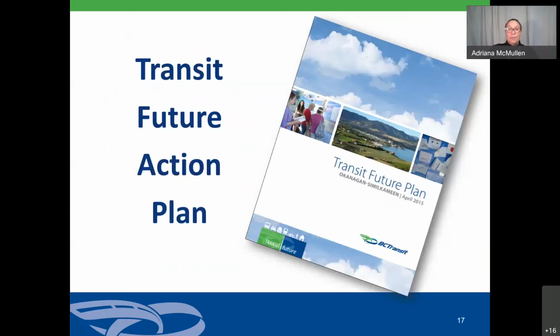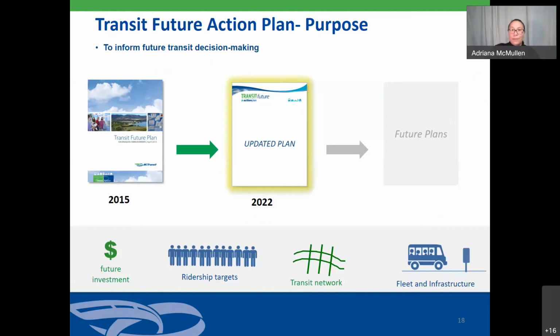And then moving on to the last part of the presentation, which is the Transit Future Action Plan. The Transit Future Action Plan is a strategic plan. It's kind of like the transit version of an OCP or a regional growth strategy. It gives us that long-term idea of where we're going. And so in 2015, we created one of these documents, then called the Transit Future Plan. It sets out our ridership targets, what the transit network will look like, and what the supporting infrastructure is that's needed to make that all happen.